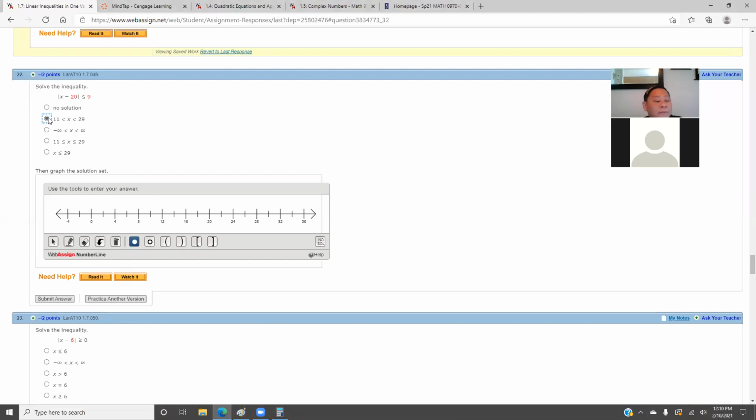How do you graph it? Put a parenthesis on the 11, so 11 is right here. Don't forget this, 10, 11, 12. Then the other one on 29. 29 is this one. And then don't forget to draw a line in the middle. So make sure you have 11 and the line in the middle, because if you don't draw the line in the middle, they mark you wrong also.